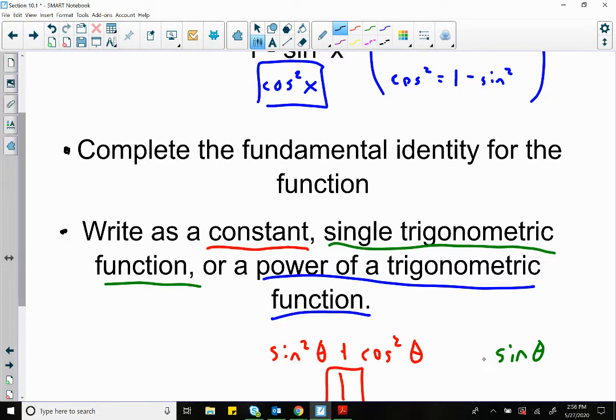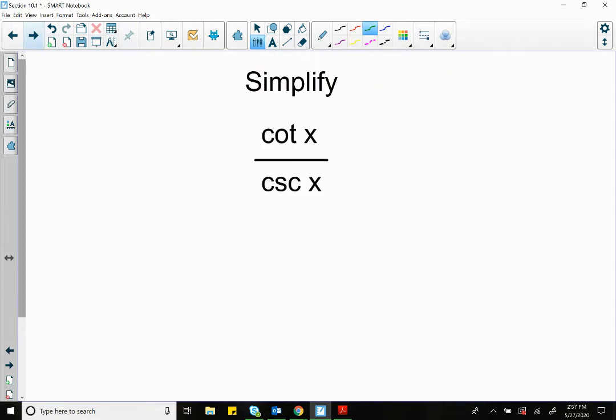Okay? So kind of giving you a brief glimpse of what this means by a constant, single trig function, or power of a trig function. Notice it says a trig function. That would be like 1. That's like this, cosine. Single trig function would just be like an answer of sine or tangent. And then a constant would be like 1 or 0. Those are generally the constants we tend to run into. Okay? All right, let's do another one.